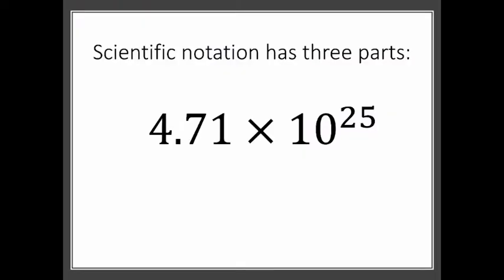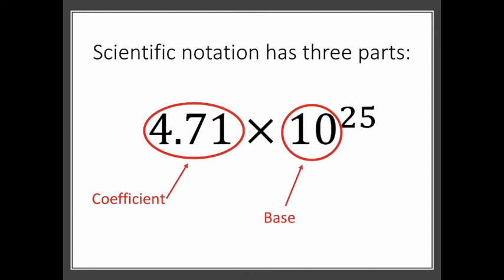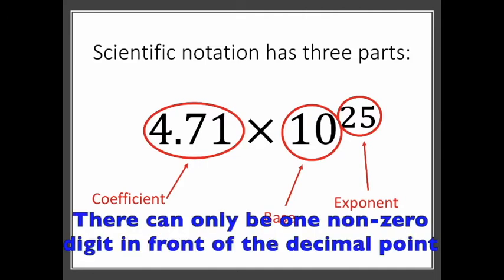Scientific notation has three parts. The first is the coefficient, the second is the base, and the third is the exponent. The coefficient has to be between 1 and 10, which means that we need to have only one non-zero digit in front of the decimal point.